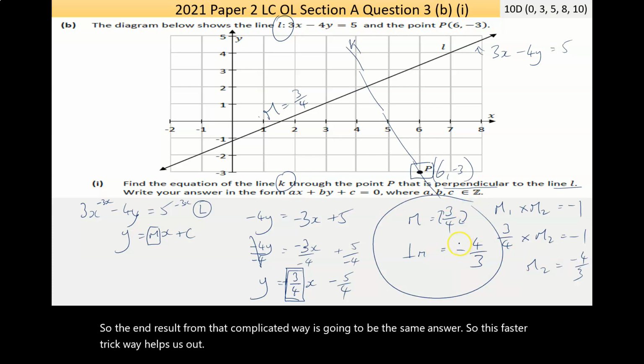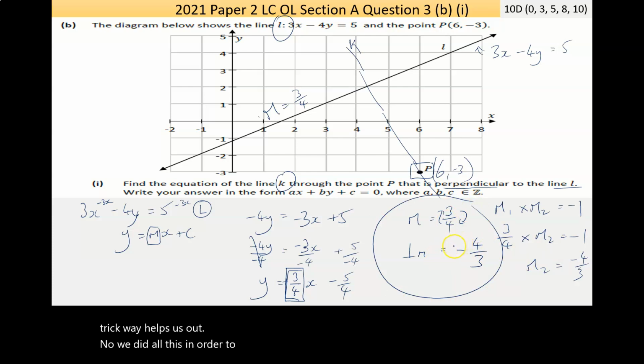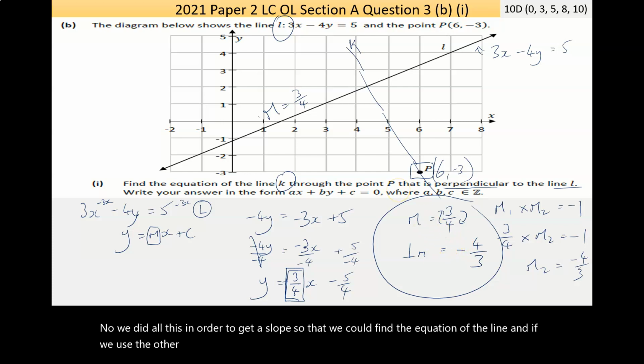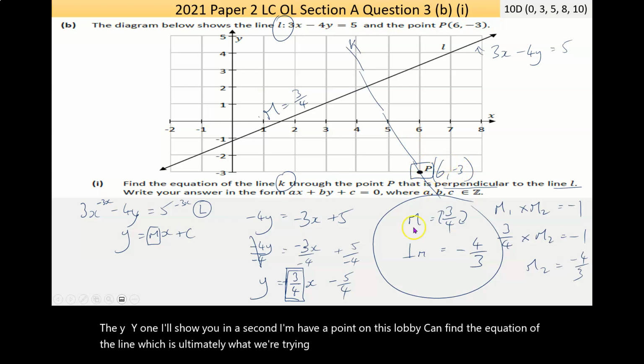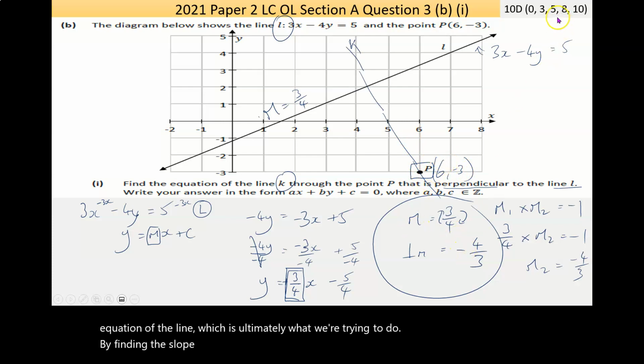Now, we did all this in order to get a slope so that we could find the equation of the line. And if we use the other format, the y minus y1, I'll show you in a second, and we have a point and the slope, we can find the equation of the line, which is ultimately what we're trying to do. Now, by finding the slope here, we got a chunk of marks. So we're always gaining by doing work.